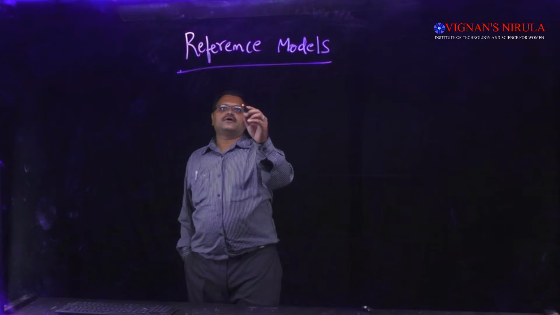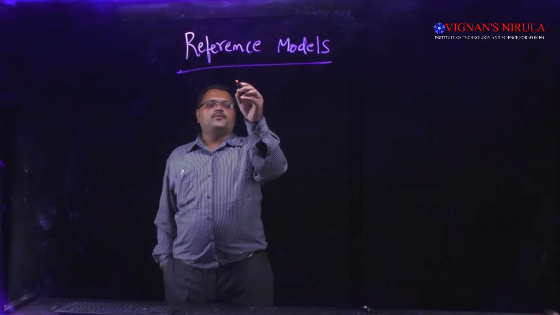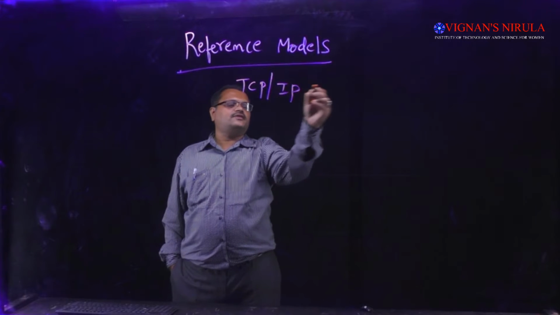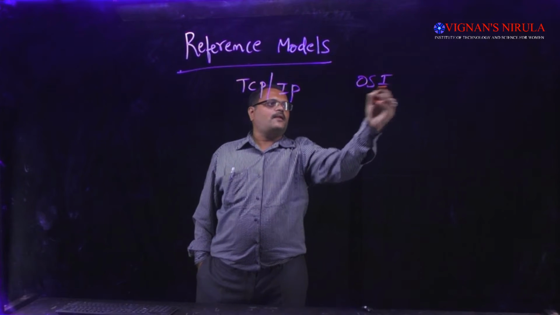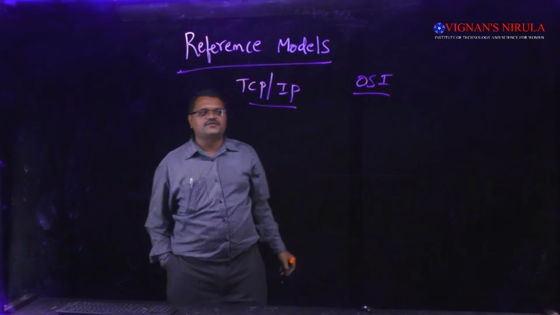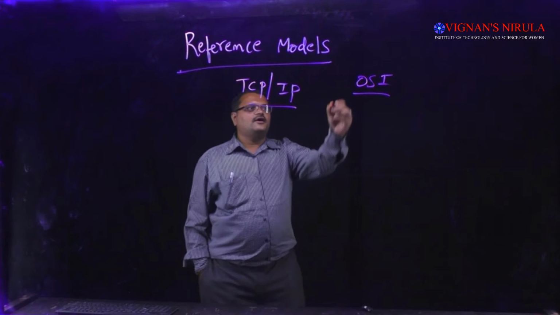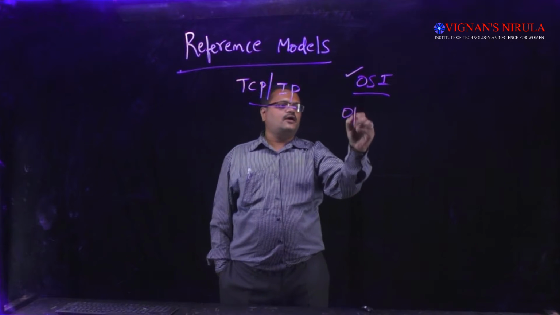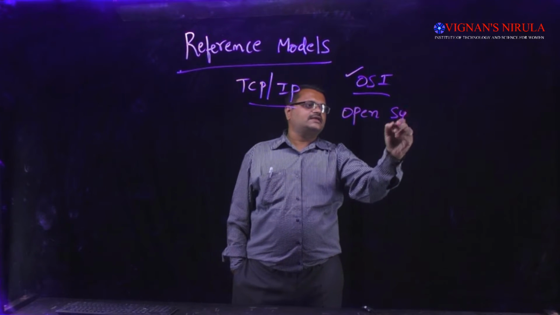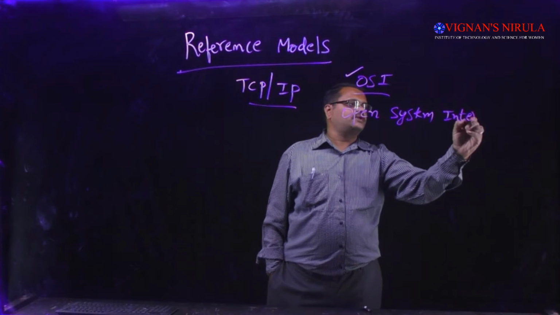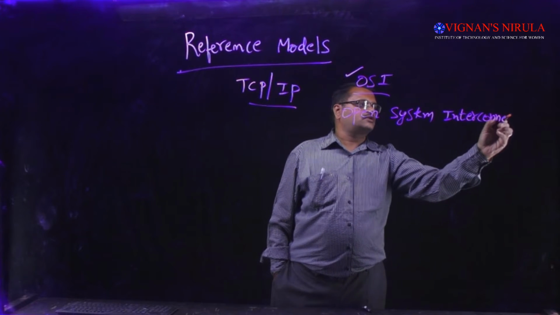Reference models. In computer networks we have two reference models. One is TCP/IP and another one is OSI. So first we will see the OSI, that is Open System Interconnection.